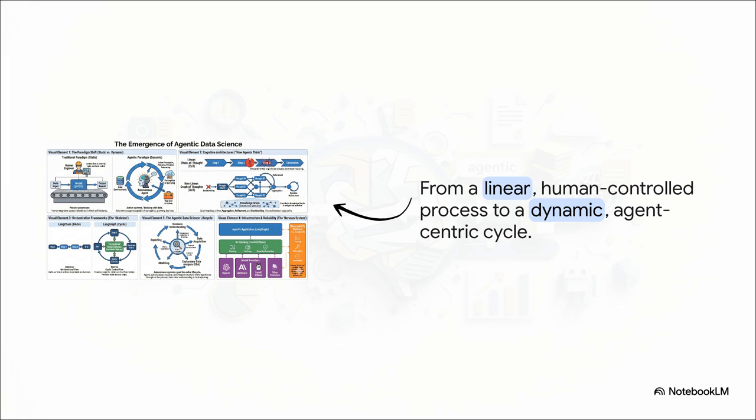You see on the left, that's the traditional way. A straight, linear conveyor belt where the human is totally in charge. But then look at the right. That's the agentic world. The agent is right there in the middle of this dynamic cycle, constantly perceiving, planning, and acting in this continuous feedback loop.